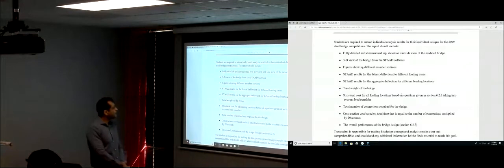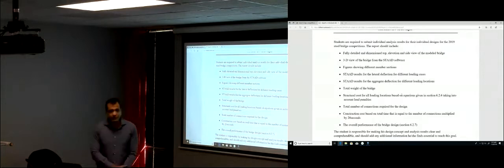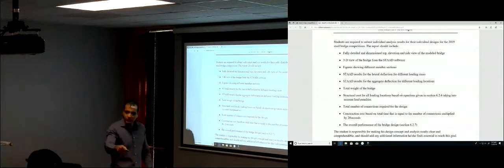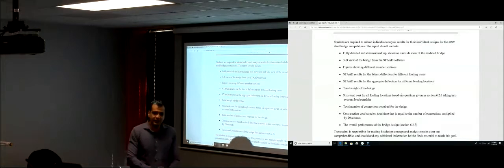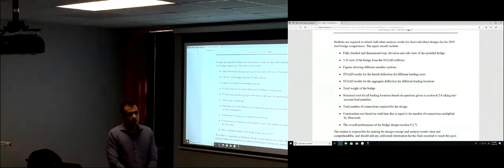Then, results for lateral deflection for different loading cases. You have 2 lateral deflections. Why 2? If you see the 6 loading cases, you will see that the lateral deflection is measured at 2 points. Just 2 points. I need to see this in a table: how much is the lateral deflection for the 2 different points where they are measured.